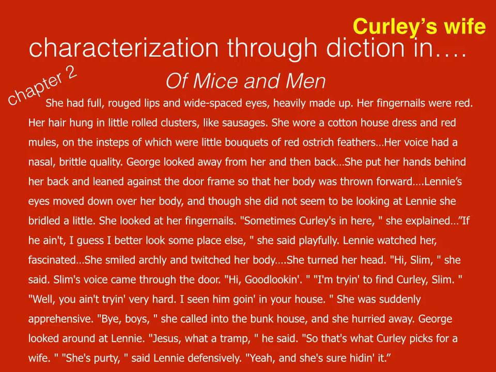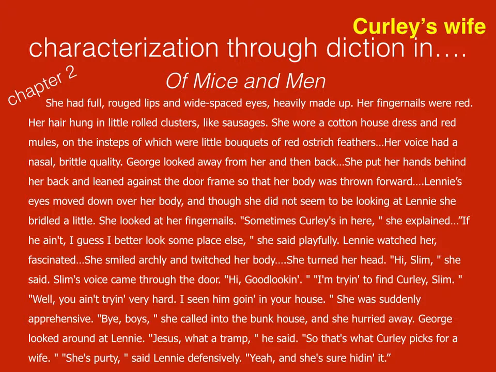She had full rouged lips and wide-spaced eyes, heavily made up. Her fingernails were red. Her hair hung in little rolled clusters like sausages. She wore a cotton house dress and red mules, on the insteps of which were little bouquets of red ostrich feathers. Her voice had a nasal, brittle quality. George looked away from her and then back. She put her hands behind her back and leaned against the door frame so that her body was thrown forward. Lenny's eyes moved down over her body, and though she did not seem to be looking at Lenny, she bridled a little. She looked at her fingernails.